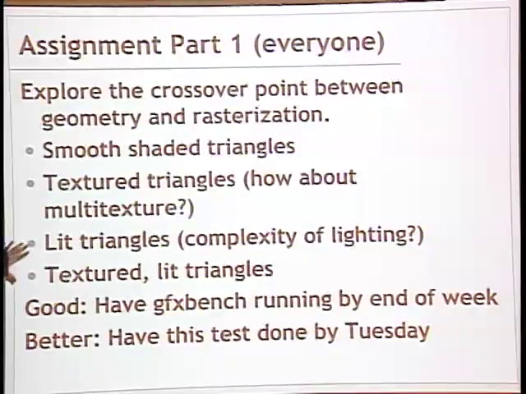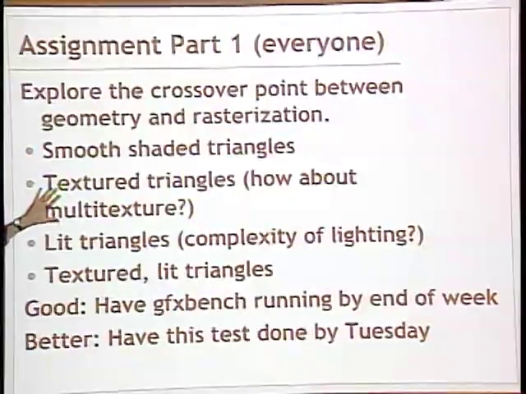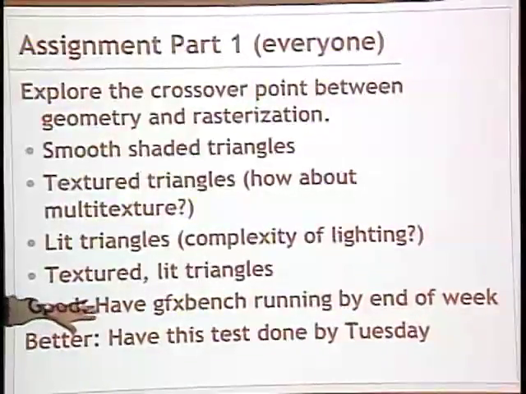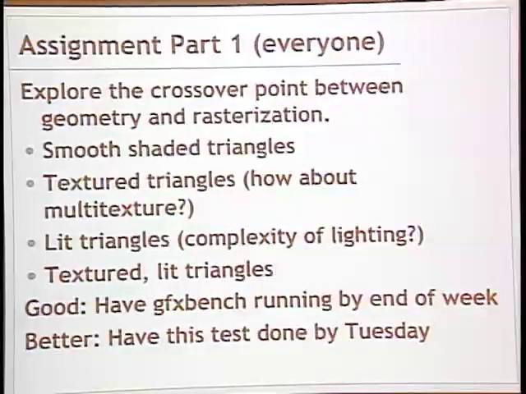Because these different kinds of triangles have more or less work for the vertex stage or fragment stage. Right? If we're doing shaded triangles or textured triangles, that's adding more work per fragment stage. Okay? Lighting triangles adds more work for the geometry stage, and so on. So your goal is that Graphics Bench will help you do this. And you don't have to change a lot of code in Graphics Bench, but you can download this from the website. And by the end of this week, have that running. That's your goal. Better if you can have this test done by next week, and you can move on to the next part of the assignment. Okay, so this is the first part of the assignment.